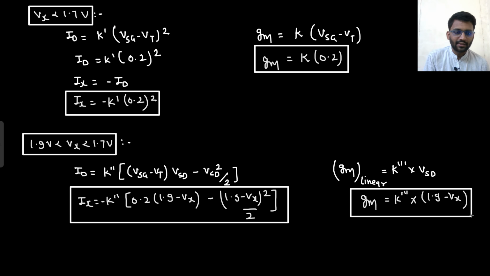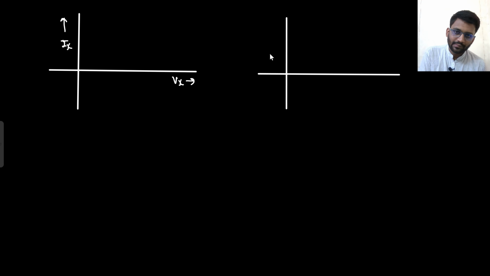So you have all the expressions. Now you need to draw the curve. The curve we are going to draw only from 0 to 1.9. After 1.9 what will happen, that we will see. But till 1.9 we can draw. Ix versus Vx, and this is GM versus Vx.